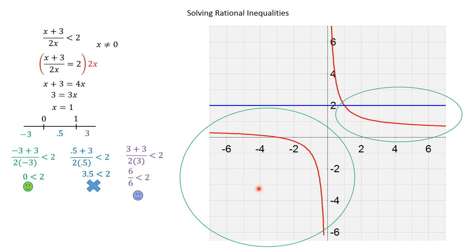And so that's solving rational inequalities. It's basically the same. We're going to use a number line to plug in some values. You can look at your graph to get some more sense out of it. But the solution part is the same. Anyway, that's solving rational equations and inequalities.